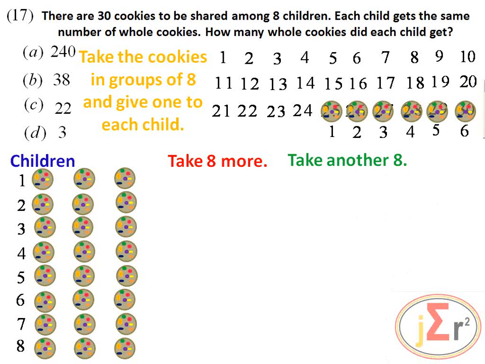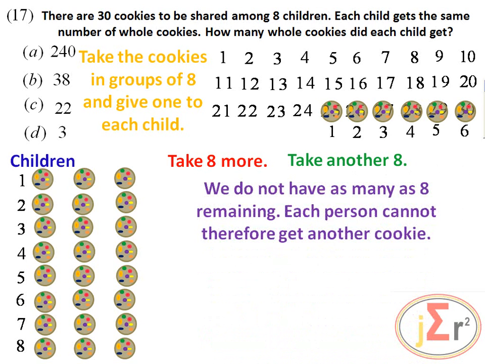So there we have the leftovers. We do not have as many as 8 remaining. Each person cannot therefore get another cookie. So we have how many remaining? 6. We have 6 cookies remaining. Therefore, each person cannot get another cookie.